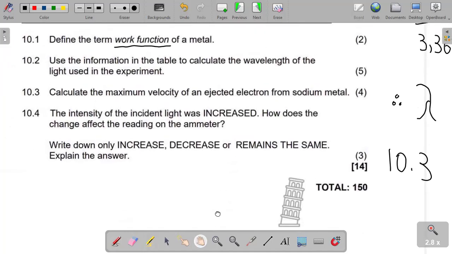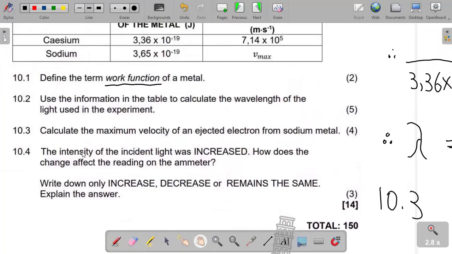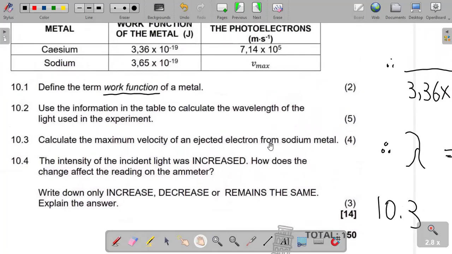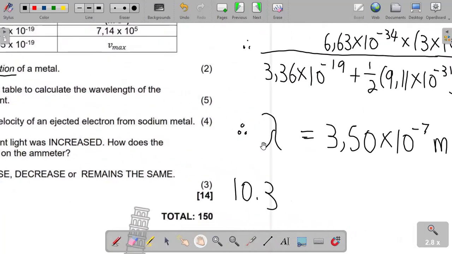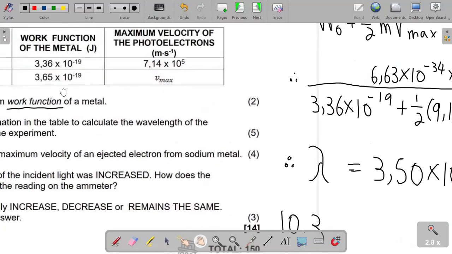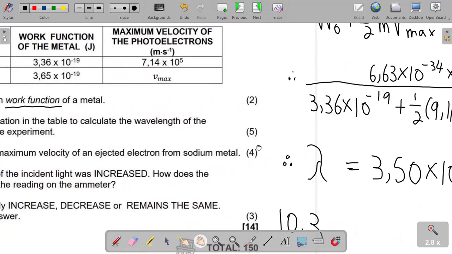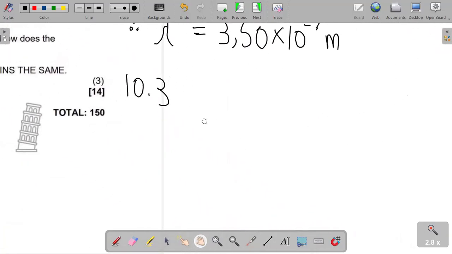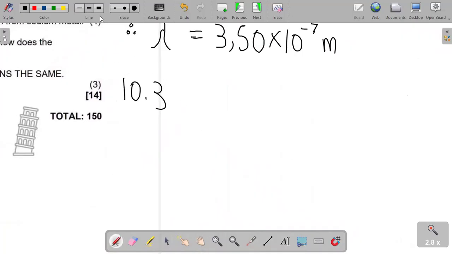10.3, they say, calculate the maximum velocity of an ejected electron from sodium metal. Okay, the sodium metal. So then we're going to use the work function for sodium this time. So we're going to use 3.65, because this is the work function. So we use the same equation.